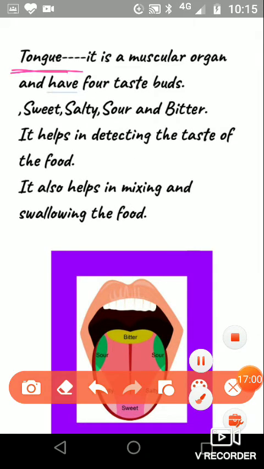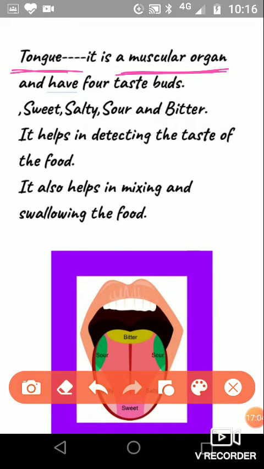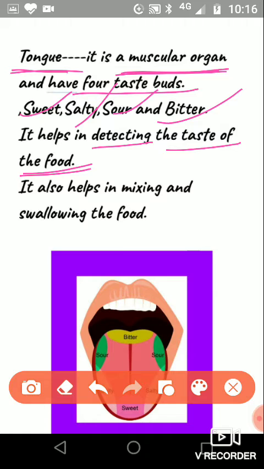We have a tongue. It is a muscular organ, the most muscular part of our body, and it has four kinds of taste buds: sweet, salty, sour and bitter. And what is the function of this tongue? It helps in detecting the taste of food.